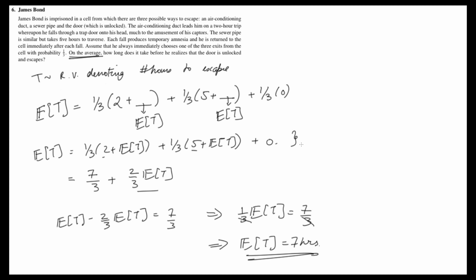So he takes some amount of time to escape, and in one third of the situations he takes 2 plus the same amount of time, plus in one third of the situations he takes 5 plus the same amount of time, right? And in one third of the situations he takes no time at all. So we get the recursive relationship, which gives us this.